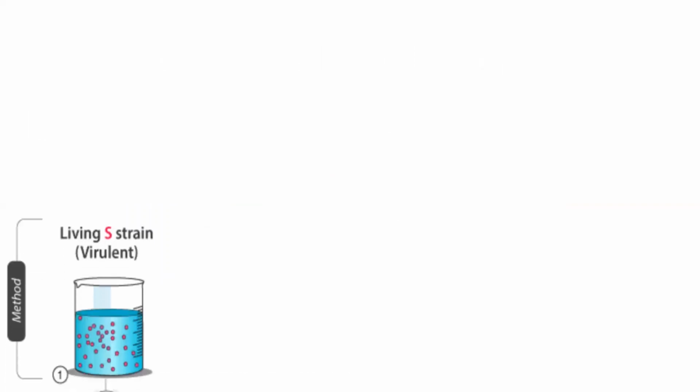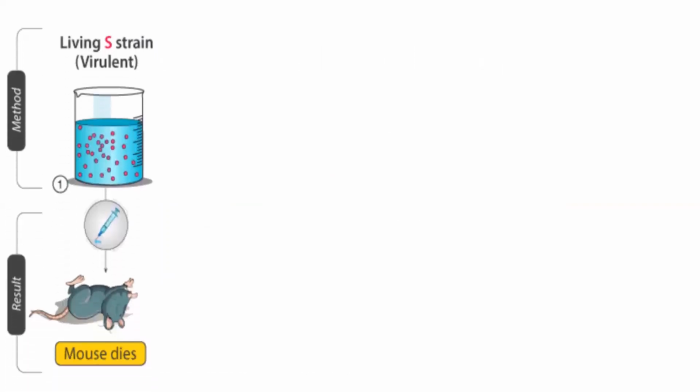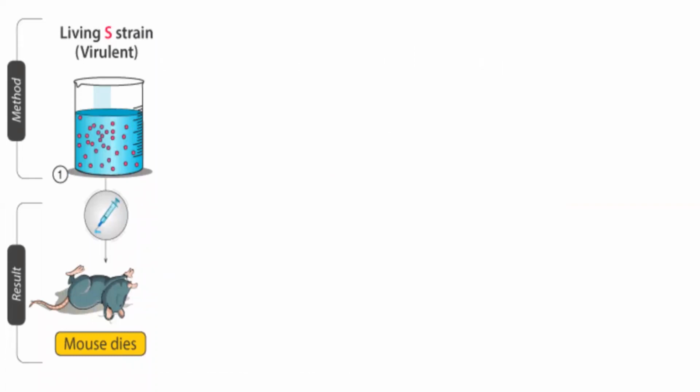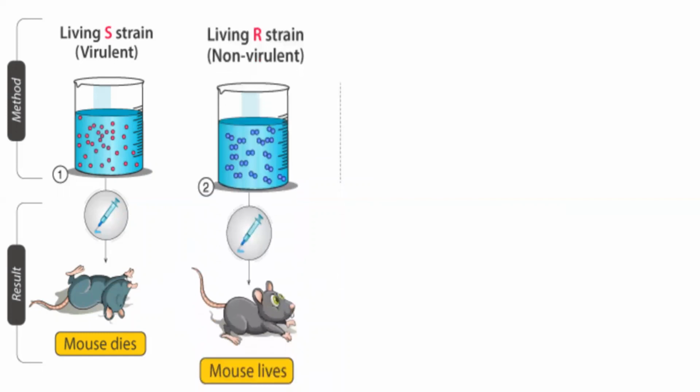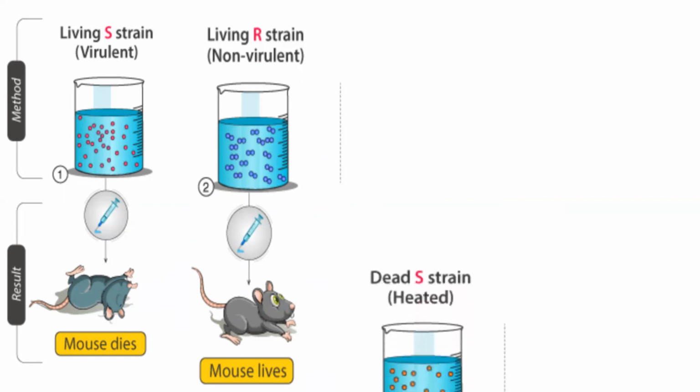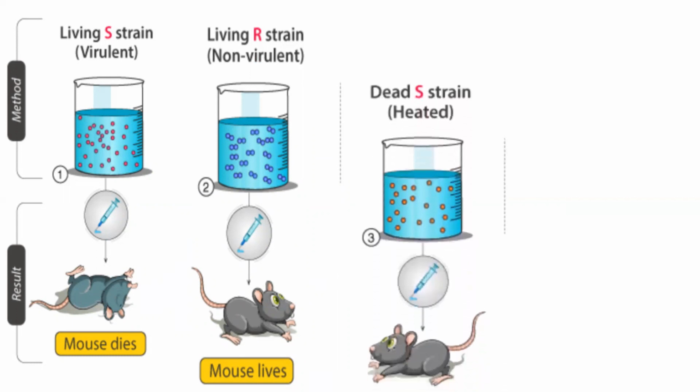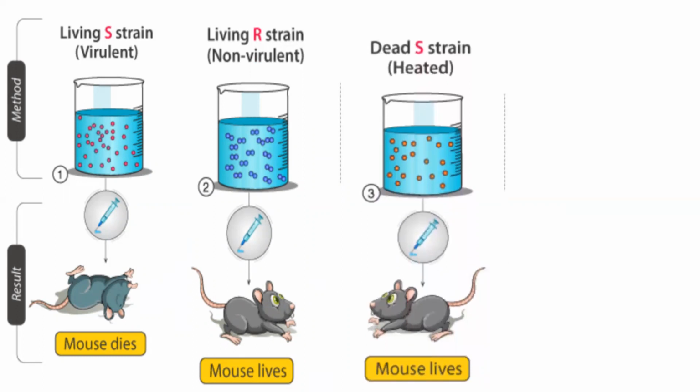Okay. Now let's come to the Griffith part. See here what Griffith did. He took the live S strain, which is virulent, and injected it in the mice. The mouse died. Then what did he do? He took the live R strain, which is non-virulent, and injected it. The mouse survived. Then he took dead S strain. How was the S strain made dead? By heating. He injected this dead S strain into the mouse, and the mouse stayed alive.